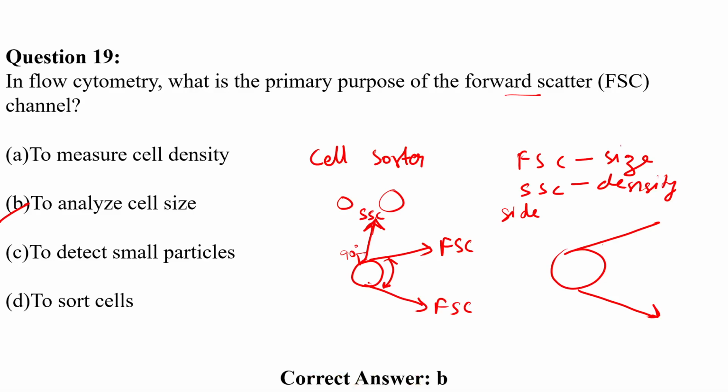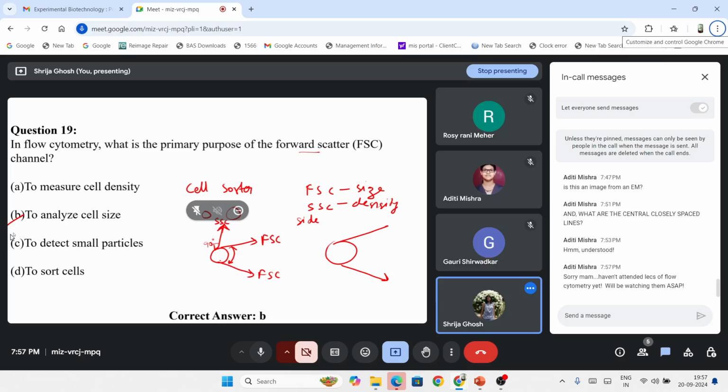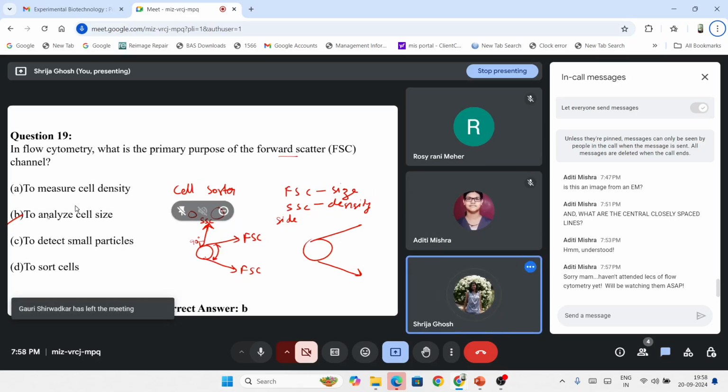Is this clear to everyone? Once you watch the lecture videos, this will be easier to understand. You watch the lecture videos, then I'll upload the video of today's class also. Then you can see this video again and see the questions also. I'll upload the slides also, so then you will be able to understand better.